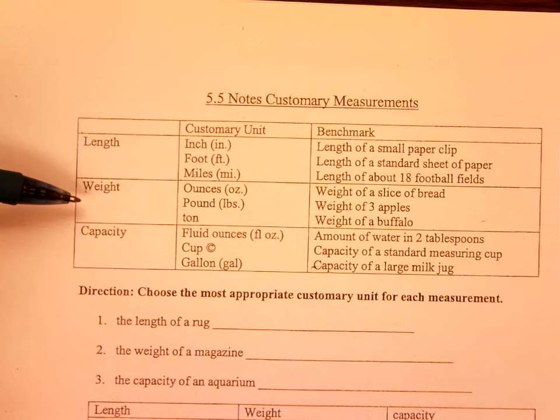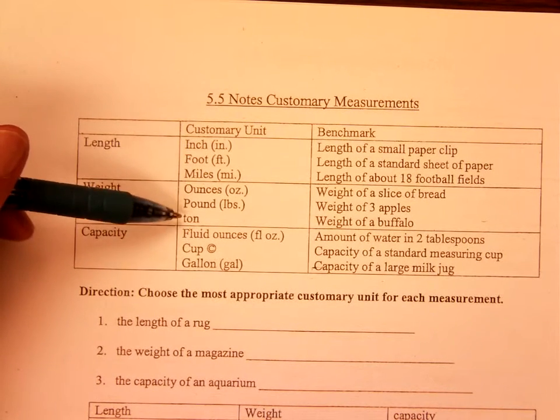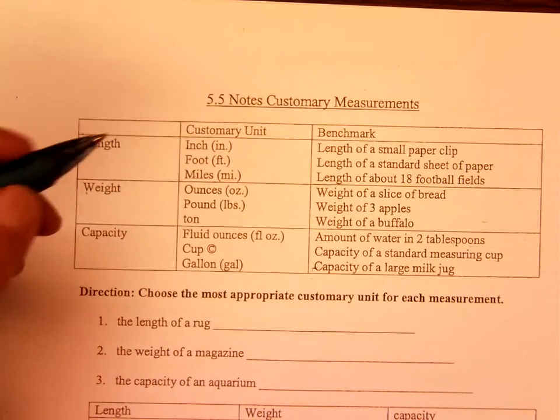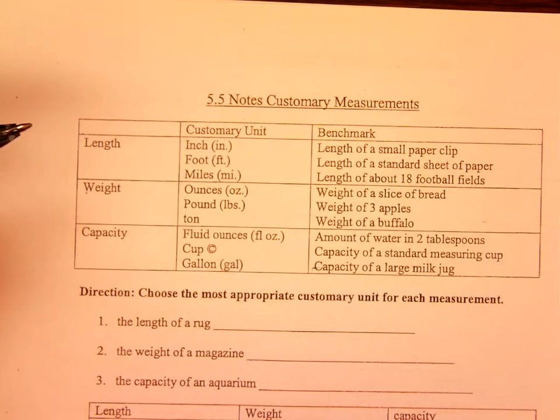Weight has to do with how much it weighs. So we use ounces, pounds, and tons. The benchmark to know what an ounce would be is about a slice of bread. A pound would be the weight of 3 apples, and a ton is the weight of a buffalo.